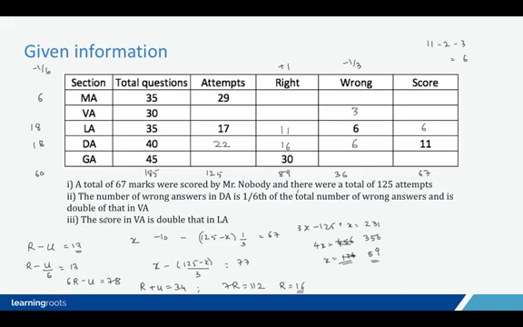Now looking at the third statement that we have, the score in VA is double of that in LA. The score in VA that was got would have been double of that in LA. So if this is 6, this has to be 12. Now again, we know the total score and we know the incorrect answers. So we'll be able to figure out this entire thing.